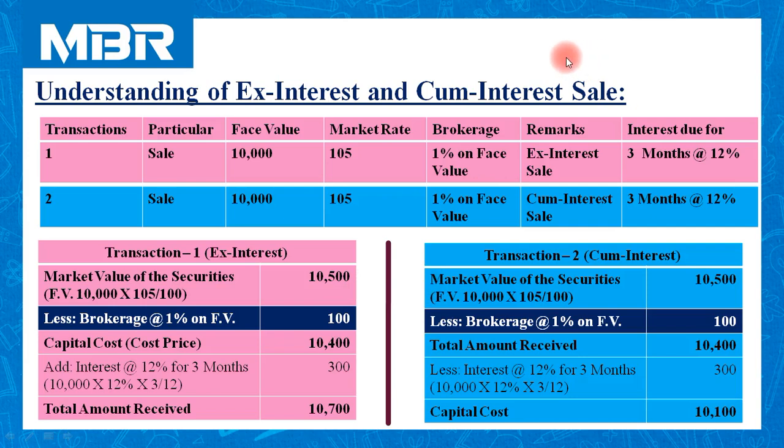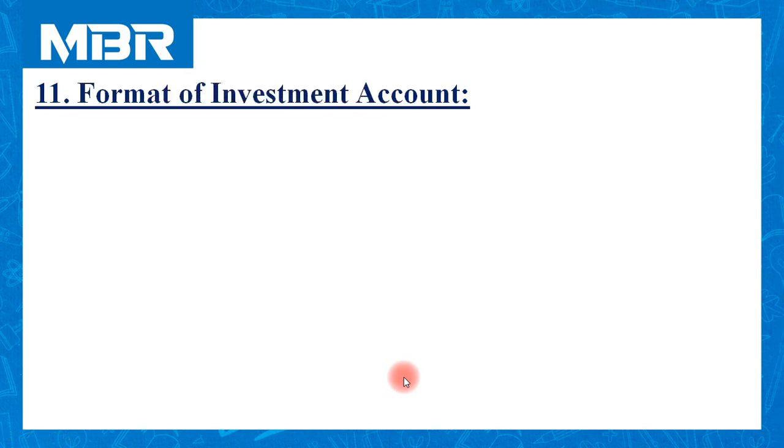So let us move with 11 number point of our chapter. We have already discussed the 10 points in previous lecture. I have covered point number 8 and point number 9 with intensive calculation in this lecture, and let us learn point number 11, format of investment account.